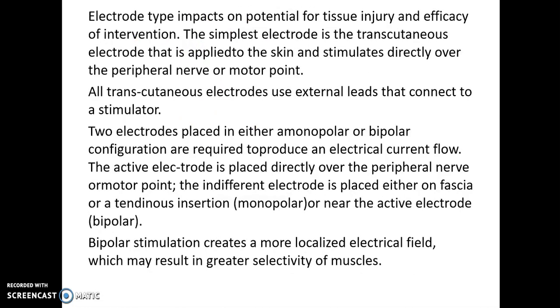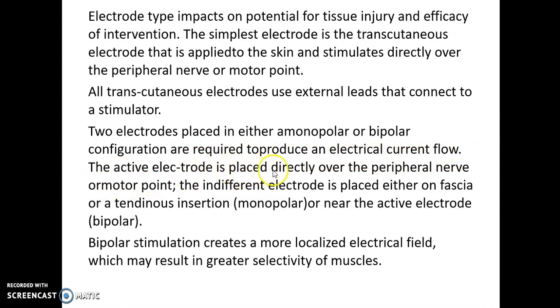Electrode type impacts the potential for tissue injury and the efficacy of the intervention. So choosing the electrodes is very much related to which area you are going to treat. The simplest electrode is the transcutaneous electrode, which is applied to the skin and stimulates directly over the peripheral nerve or motor point, which is common. All transcutaneous electrodes use external leads to connect to a stimulator. Two electrodes, placed in either monopolar or bipolar configuration, are required to produce an electrical current flow.